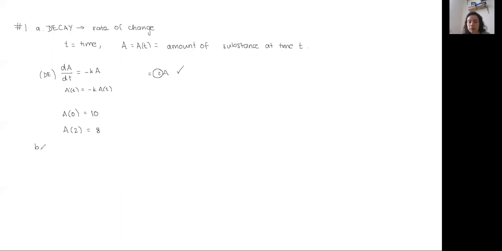For the second problem, same thing. You have the rate of increase of a population P. Here they actually give you the letter.